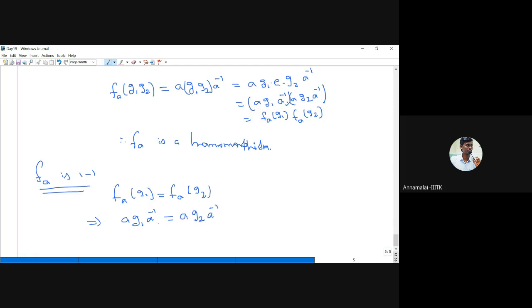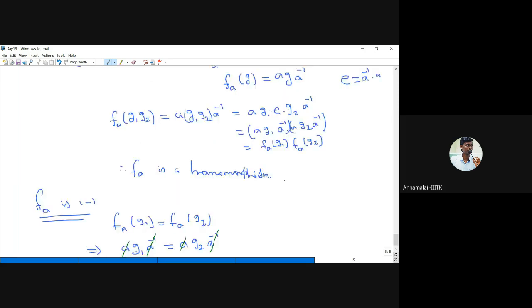Now we can cancel, right? In a group the right cancellation and left cancellation hold. Therefore by right cancellation we can cancel the right element a. Since the group satisfies left cancellation, we can cancel a inverse. Therefore, we get g1 equal to g2. So therefore, the function f suffix a is 1-1.